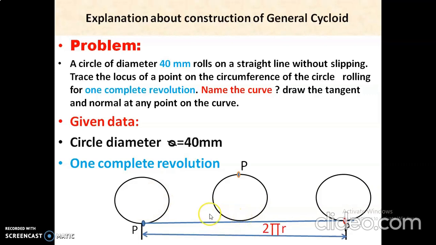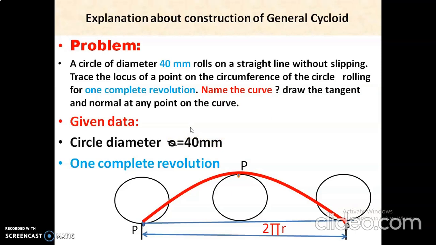That is 2 pi r distance. So whenever the circular body makes one complete revolution, it moves horizontally 2 pi r distance. Okay. So if we join these 3 points, we get the cycloidal curve. So let us see how to draw the general cycloid with construction procedure.